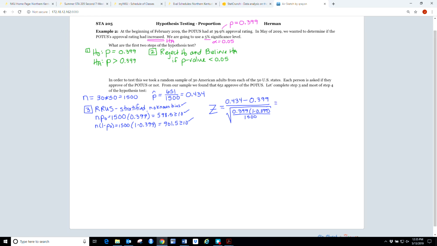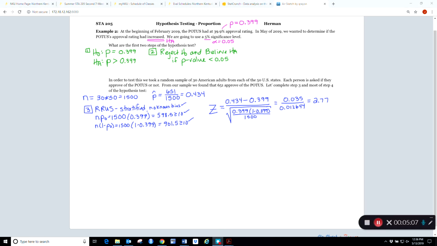And I'm just going to show an in-between step, because I know some of us aren't comfortable trying to do this whole calculation at once. I'm going to show my numerator and denominator here for you. So for the top, we should get 0.035 to be our difference between those two values. And that square root piece, the standard deviation on the bottom, I should get 0.012644. And now finally doing that division, I should get a z of 2.77. So that's what step 3 looks like.